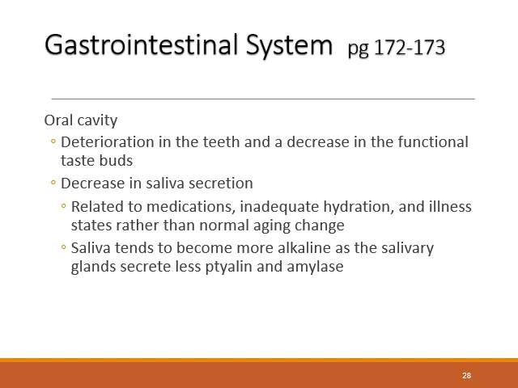Certain illnesses, cancers, can make them have decreased saliva, chemotherapy. Saliva tends to become more alkaline as the salivary glands secrete less ptyalin and amylase. So the breakdown of the food they do eat, they don't get as much value out of it, because the acid doesn't break down the food, and the ptyalin and the amylase don't break down to give the patient their protein and their carbohydrates.